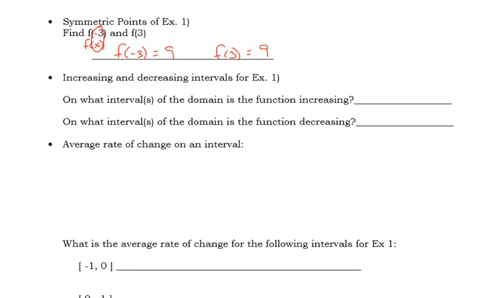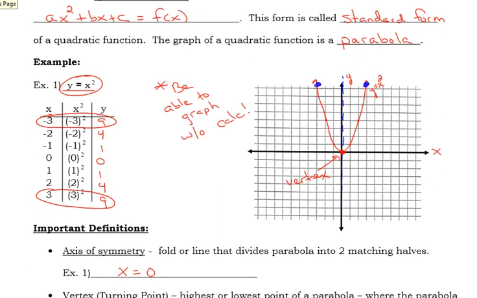Now, we have increasing and decreasing intervals for our parabola. We talked a little bit about increasing and decreasing intervals in Chapter 10 for our exponential and cubic functions. We're going to do the same for our quadratic functions. The question is, in what interval of the domain is the function increasing? Remember, you read a parabola from left to right, or you're going to read any function from left to right when we're considering increasing and decreasing functions.